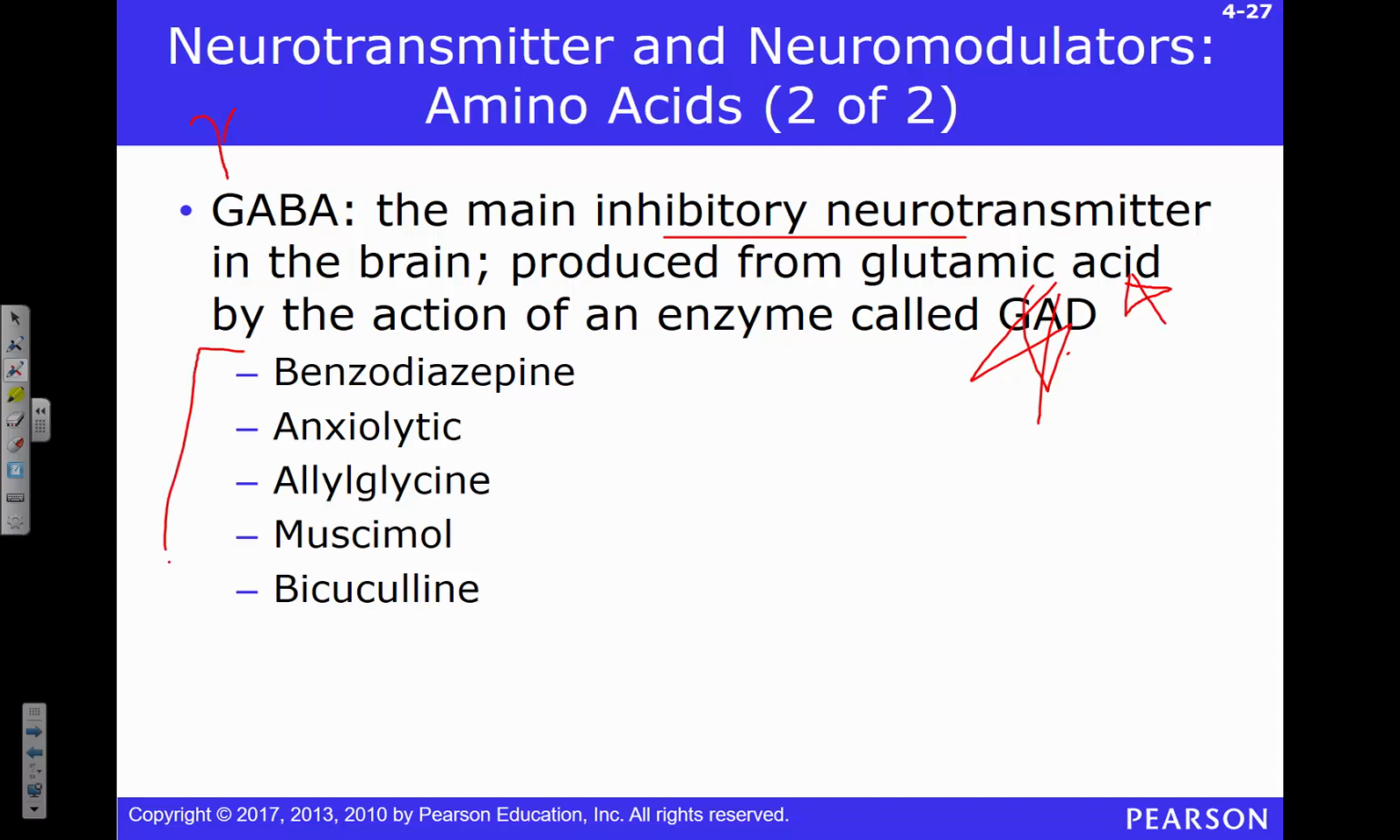Here are some GABA agonists, right? That will increase activity of GABA. Alcohol is also a GABA agonist. Benzodiazepines. How many of you are familiar with benzodiazepines? These are hefty GABA agonists, right?